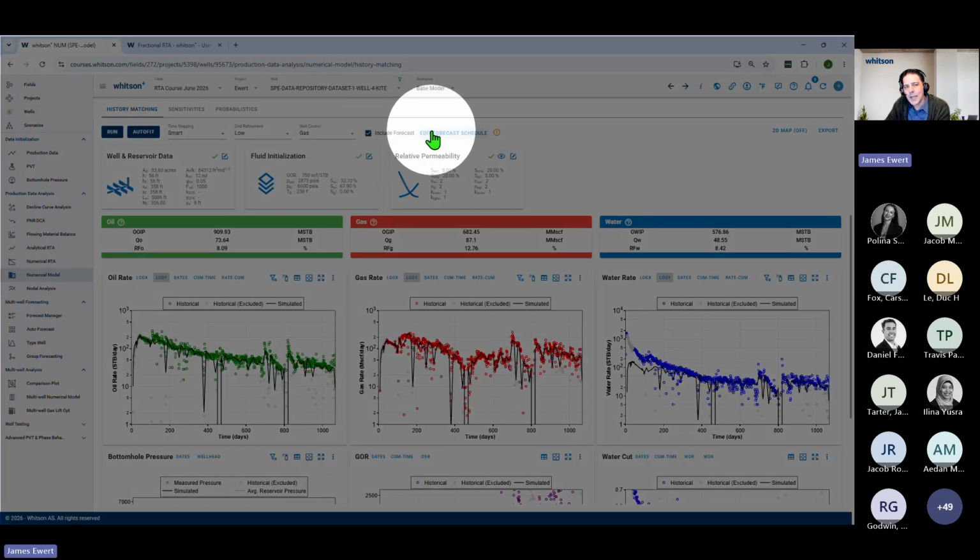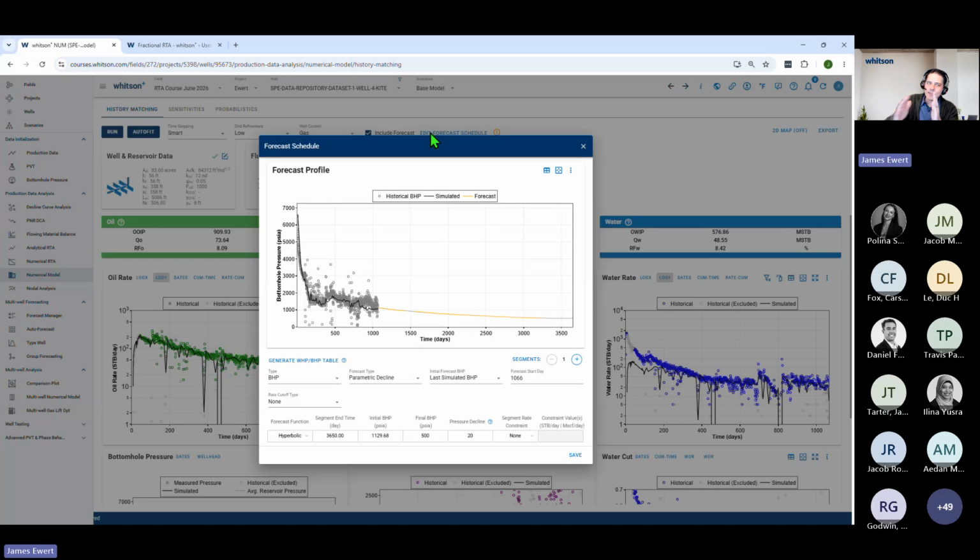I'm going to open up Edit Forecast Schedule. We can forecast the well in many different ways. We can do it based on constant pressure. We can add different segments, but we have this parametric decline, which is just really great. And what we want to do is to have that parametric decline mimic what we think the pressure is going to do in the future.